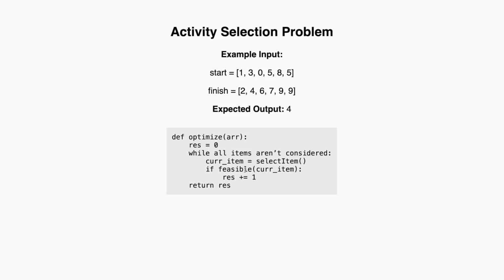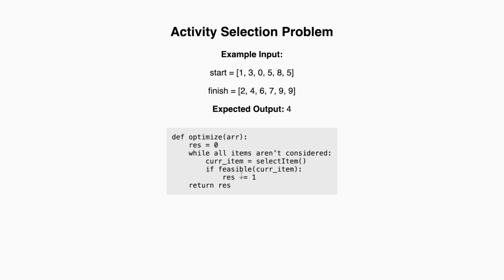Based on the requirements of the problem, you will have a selection criteria on which you will be selecting a current item. And then you will do a feasibility check, which will also be specific to that problem. Based on whether that current item is actually feasible or not, we will either add it to our result or ignore it. And finally, we will just return the optimized result. So that's the generic template that we have to follow when applying a greedy algorithm to any suitable problem.